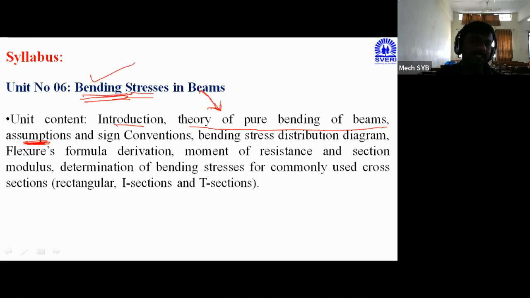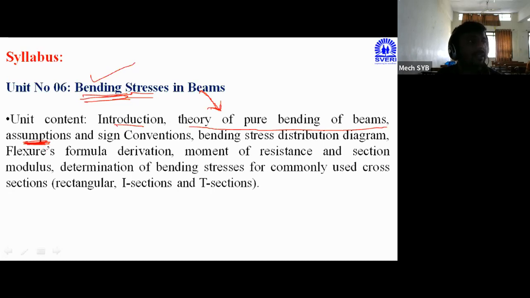जर तुम्हाला बीम मधला बेंडिंग स्ट्रेस काढायचा असेल आणि ऑलरेडी तुमच्या बीमचं जर बेंडिंग झालेलं असेल, then we are unable to calculate the bending stress value. जर तुमच्या बीमचं ऑलरेडी जर बेंडिंग झालेलं असेल, if already the bending of the beam is taking place, then we are unable to calculate the bending stress.